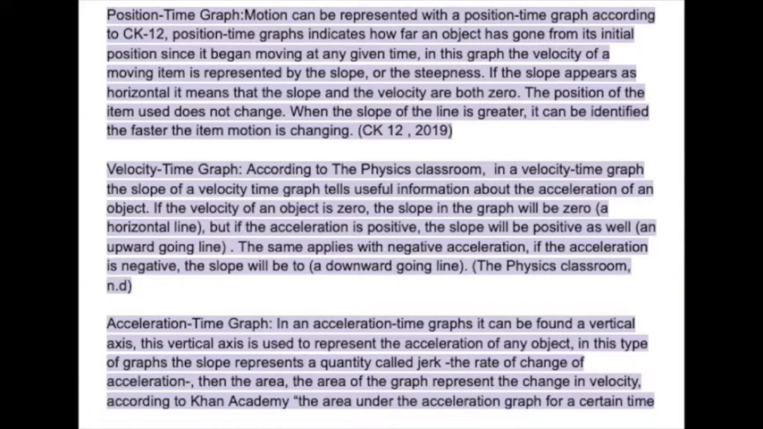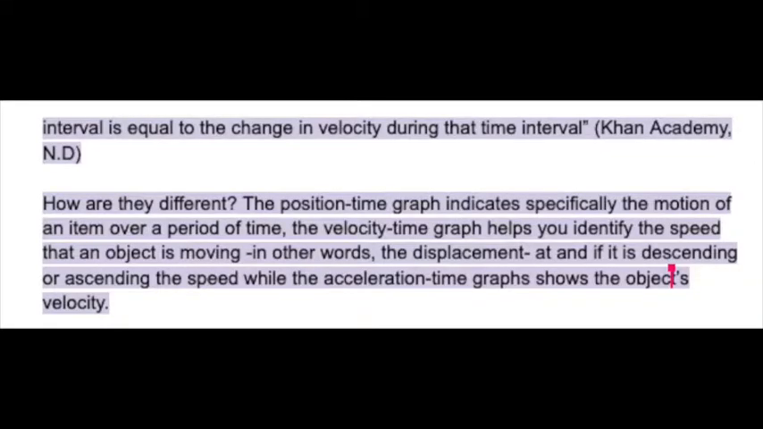Then, in an acceleration time graph, it can be found a vertical axis. This vertical axis is used to represent the acceleration of any object. In this type of graph, the slope represents a quantity called jerk, the rate of change of acceleration. Then the area. The area of the graph represents the change in velocity. According to Khan Academy, the area under the acceleration graph for a certain time interval is equal to the change in velocity during that time interval.